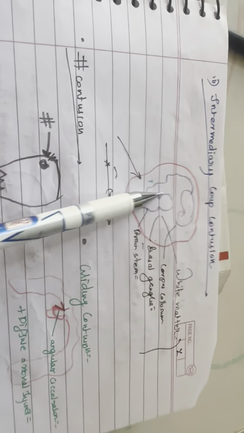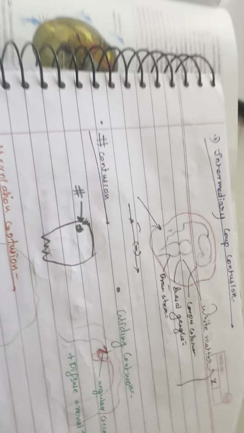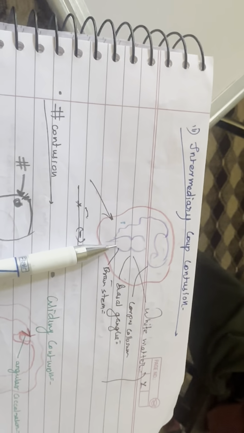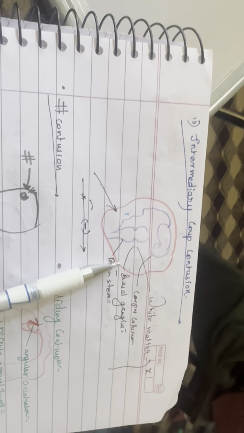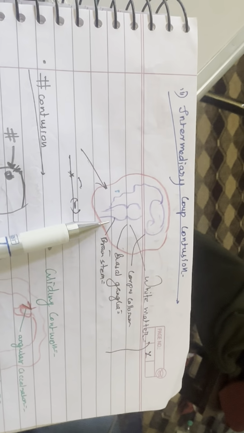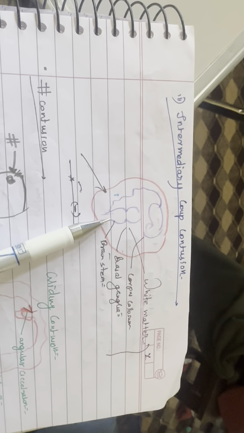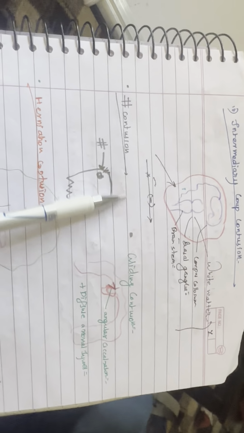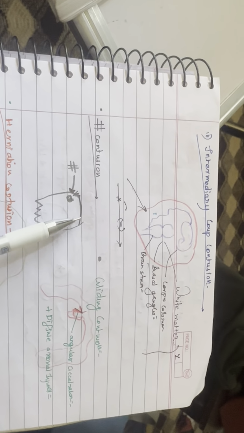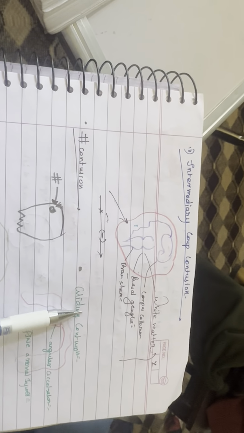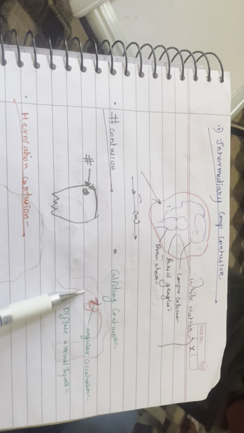Next is the intermediary coup contusion. Intermediary coup contusion occurs in the deep structures of the brain, white matter, corpus callosum, basal ganglia, brainstem, between the location of the coup and countercoup along the line of impact. Fracture contusion is associated with fractures of the skull. If a fracture occurs at the point of impact, it would be the same as a coup contusion. It would be called a fracture contusion if a fracture occurs away from the point of impact.